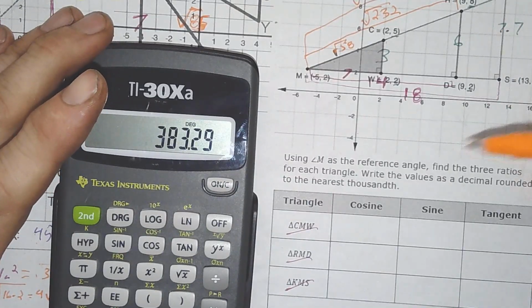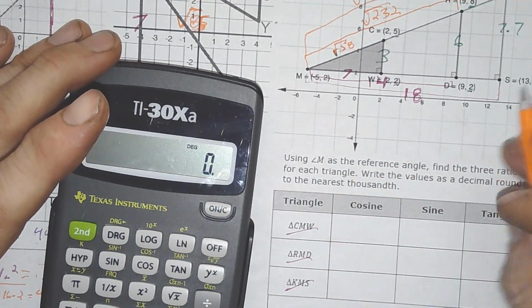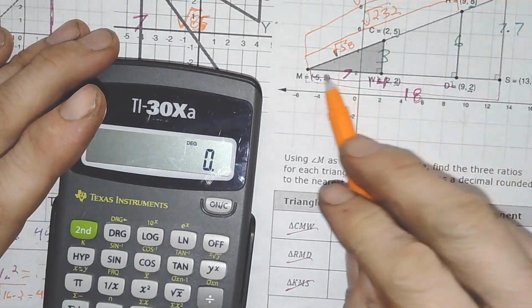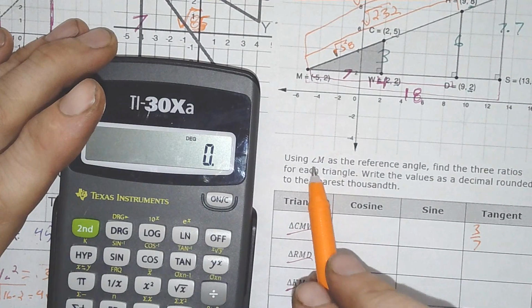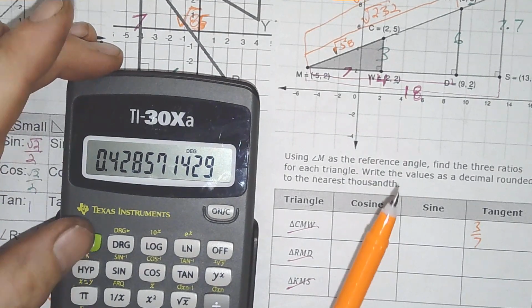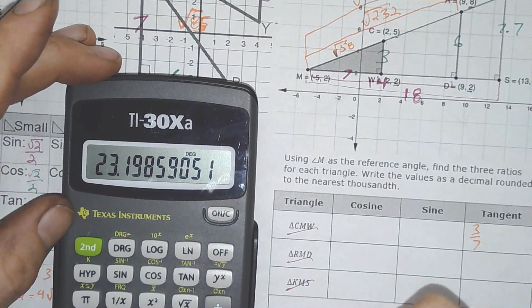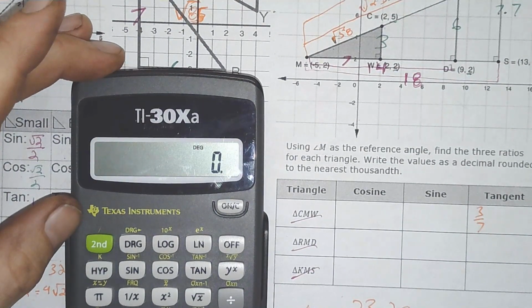Or we could do the other way and figure out the tangents. The tangent of the little triangle is 3 over 7, opposite over adjacent, right, using angle M. So 3 divided by 7 equals, and then we do inverse tangent. So we know that this is angle M. Angle M is 23.20. Okay, and we'll make sure that that's the same for the rest of them.